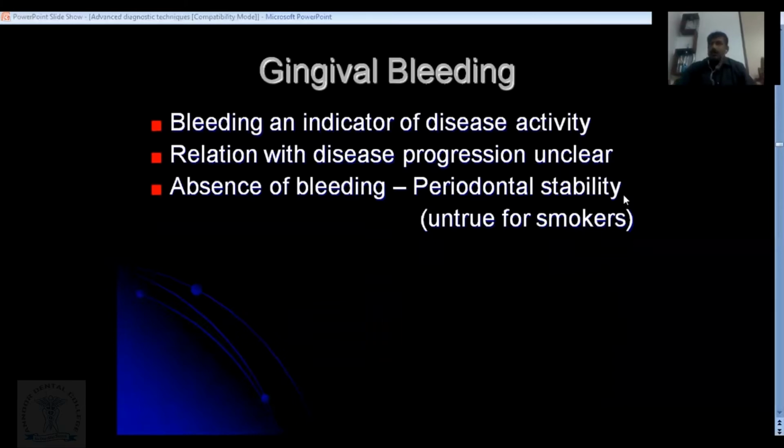But this is not true in the case of smokers. Smokers, even in case of advanced periodontal problems, sometimes the gingiva may not bleed because nicotine causes vasoconstriction, and the clinical signs are masked there, and the bleeding is also reduced.